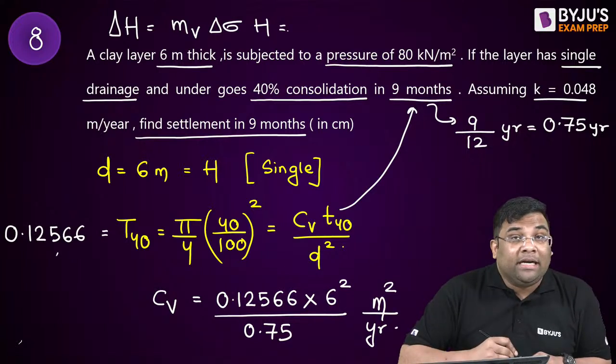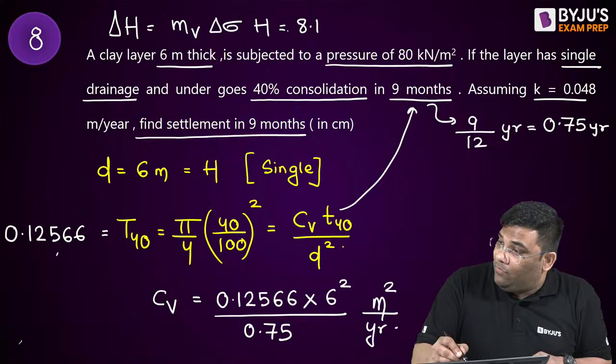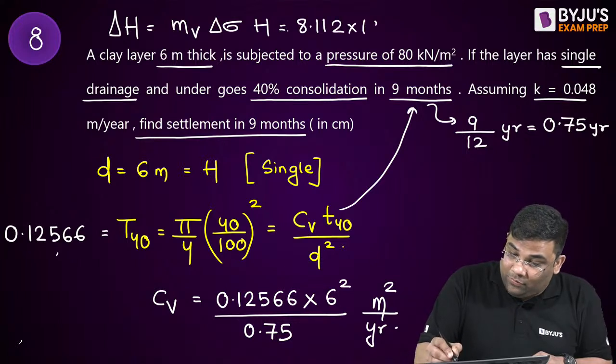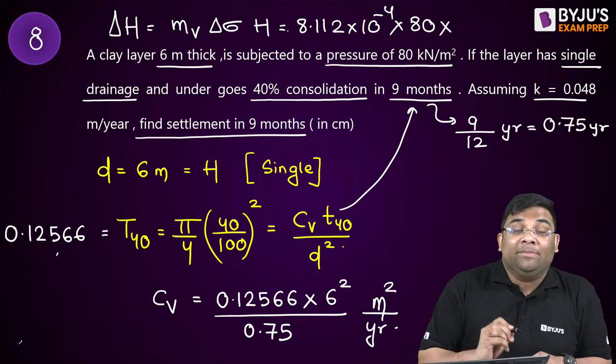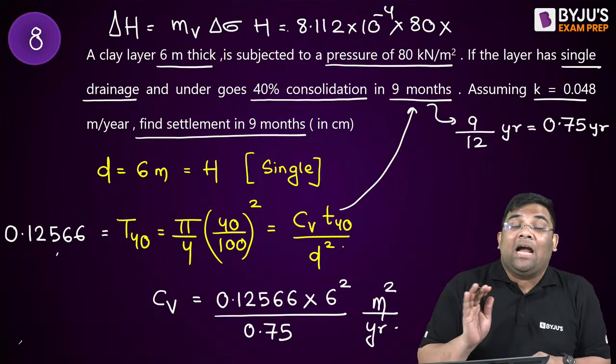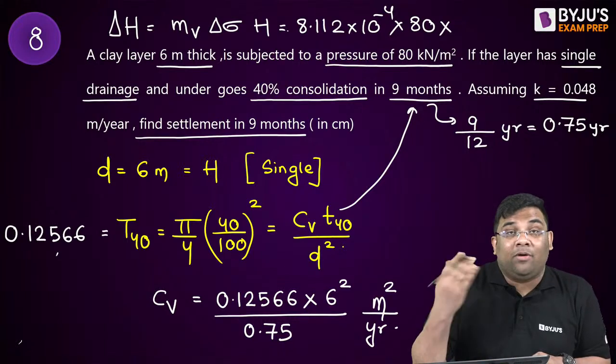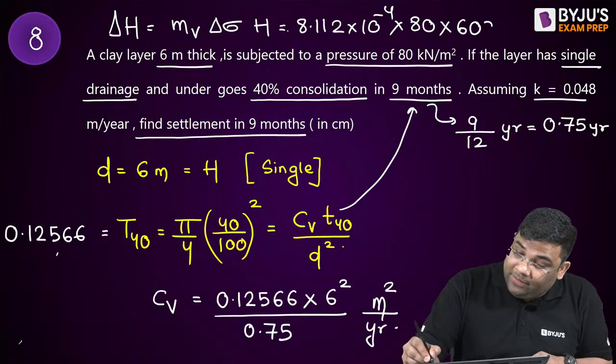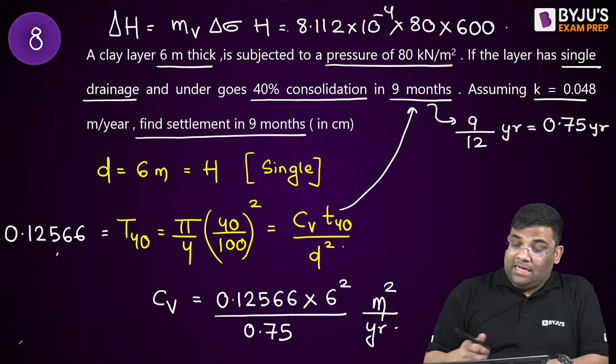So, MB, how much are you getting? 8.112 into 10 to the power minus 4. Delta sigma is given as 80, right? And H is 6 meter. I will take that as 600 centimeter because I want to find the answer in centimeter. So tell me, what is the answer for delta H?